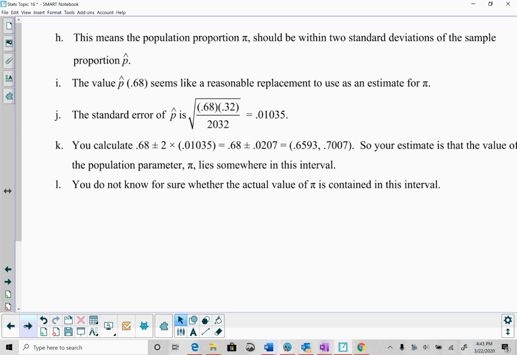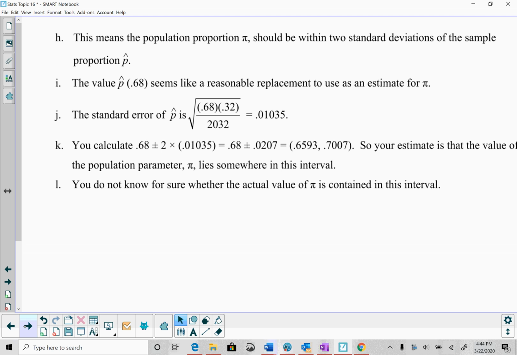So for part J, they're showing you calculating the standard error from that survey. So we'll take the 0.68 times the 0.32 divided by the sample size of 2,032 people. So we'll get 0.01035. Again, arbitrarily, if they're deciding to go up to 5 decimal places, that's awesome. Now, if we go to standard errors, not standard deviations, two standard errors, which is just calculated for you there in part J, on either side of p hat.